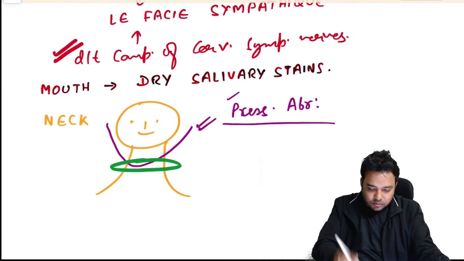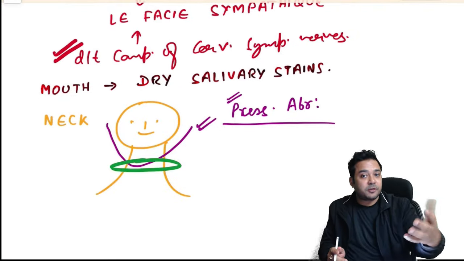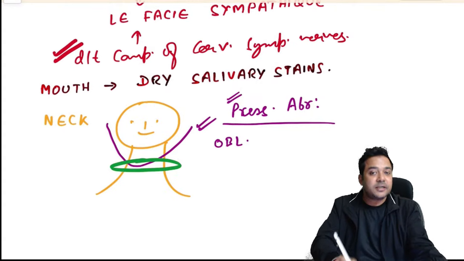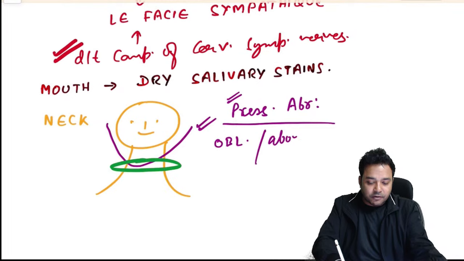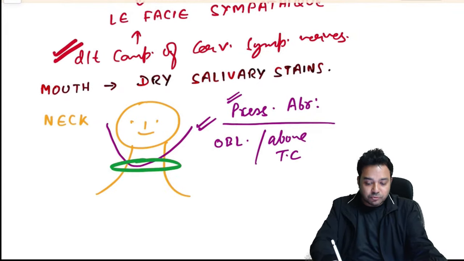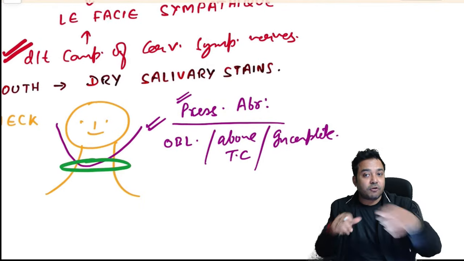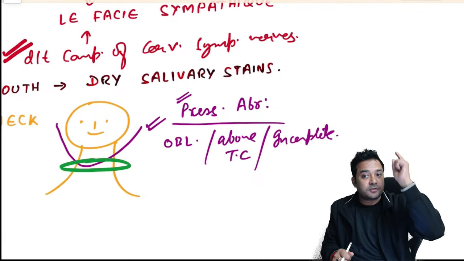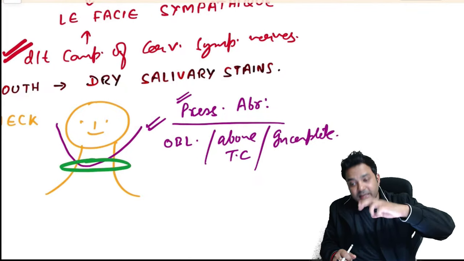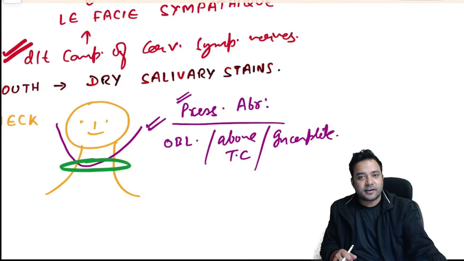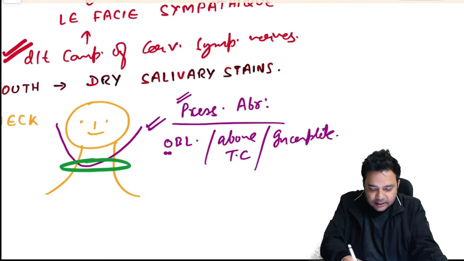Now, ligature mark is a pressure abrasion, and this ligature mark in hanging is, we know, oblique in orientation. It is usually above thyroid cartilage. And usually it is incomplete in relation to slip knot, but it can be complete in hanging if the knot is a fixed knot, mainly in relation to homicidal hanging. So these are the characteristics of the mark.